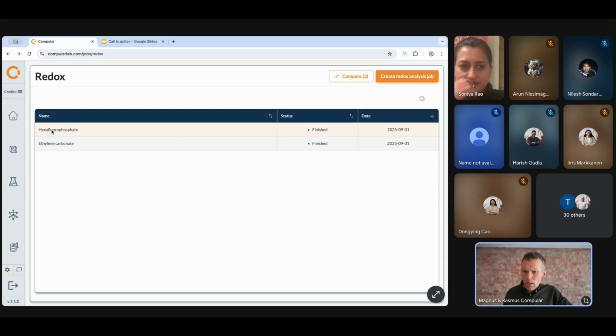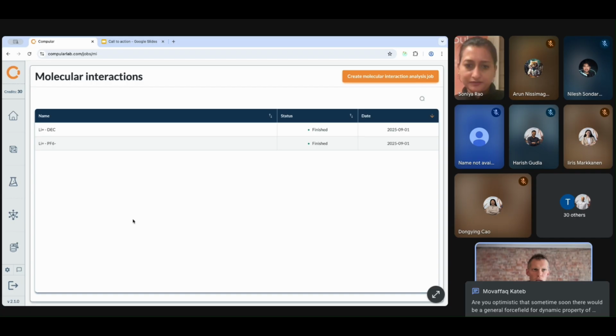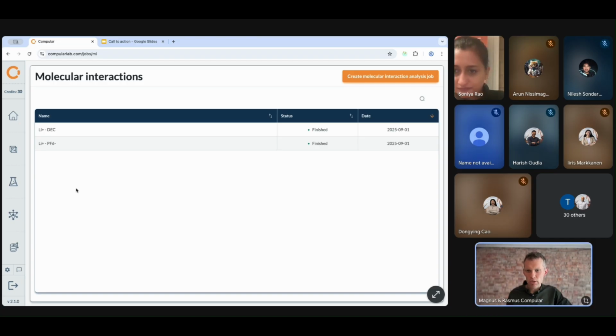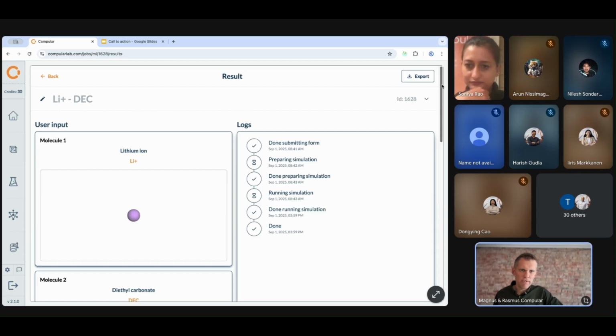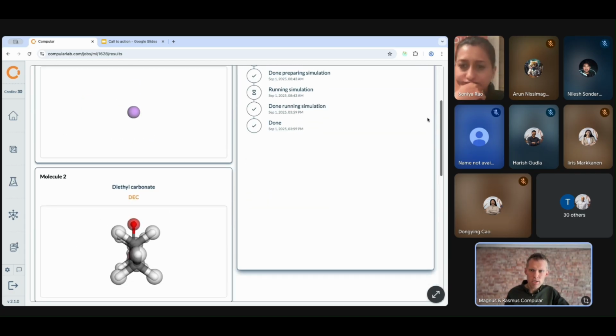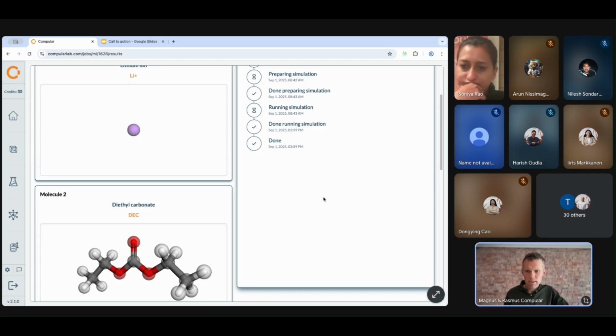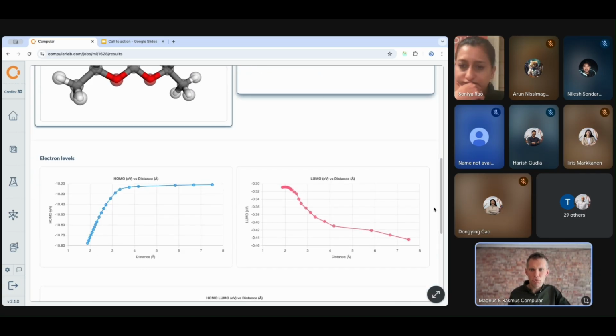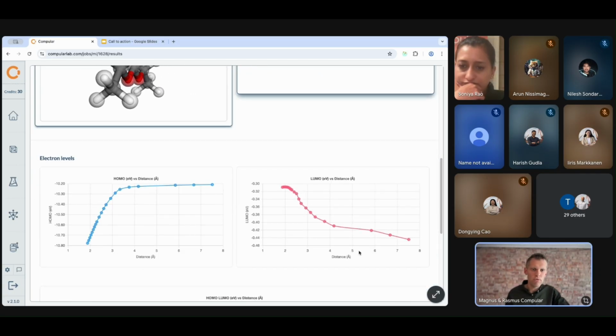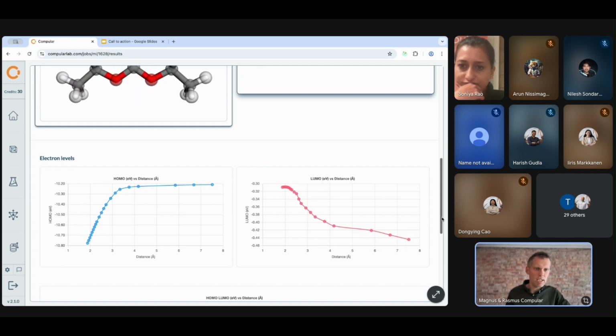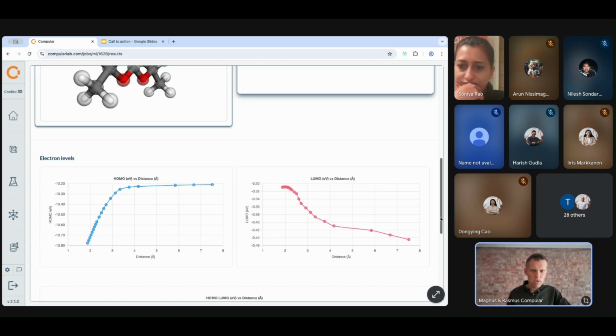We're also building a tool that we call molecular interactions, which is a tool for seeing what happens when you bring two molecules, or an ion and a molecule, close to each other. This is also very much under development, but in this case we have taken a lithium ion and a DEC molecule, brought them close together, and seen how the HOMO-LUMO values vary. This will tell you something about how one can stabilize the other, for example, in terms of electrochemistry.